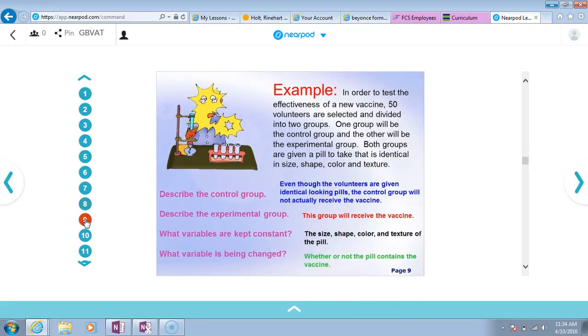Example, in order to test the effectiveness of a new vaccine, 50 volunteers are selected and divided into 2 groups. One group will be the control group and the other will be the experimental group. Both groups are given a pill to take that is identical in size, shape, color, and texture. So again, we have 50 people that are selected and divided into two groups in order to test the effectiveness of a new vaccine.